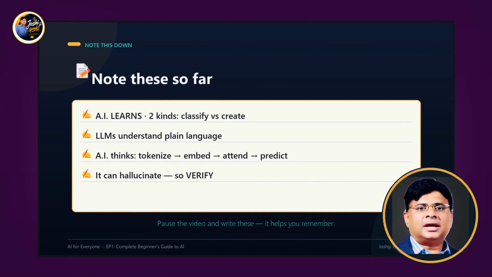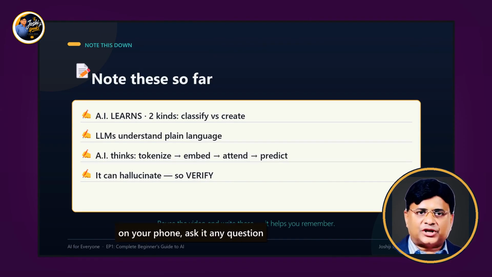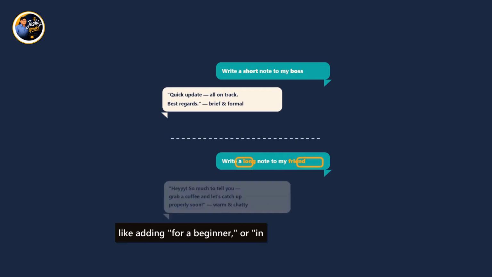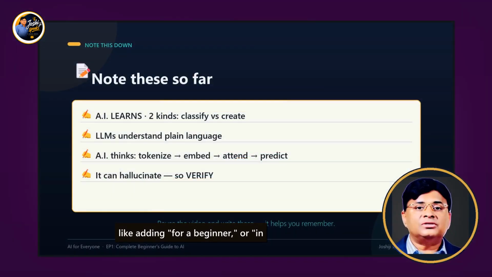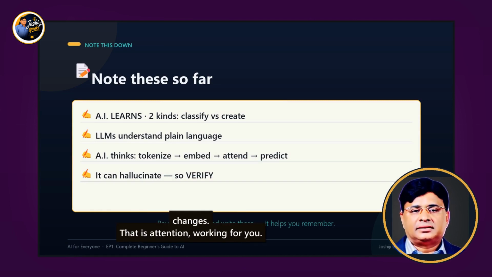So here is your homework, and it lets you feel attention with your own hands. Open a free AI on your phone, ask it any question, and then ask the very same question again, changing just 2 little words, like adding, for a beginner, or, in simple Malayalam. Watch how much the answer changes. That is attention, working for you.